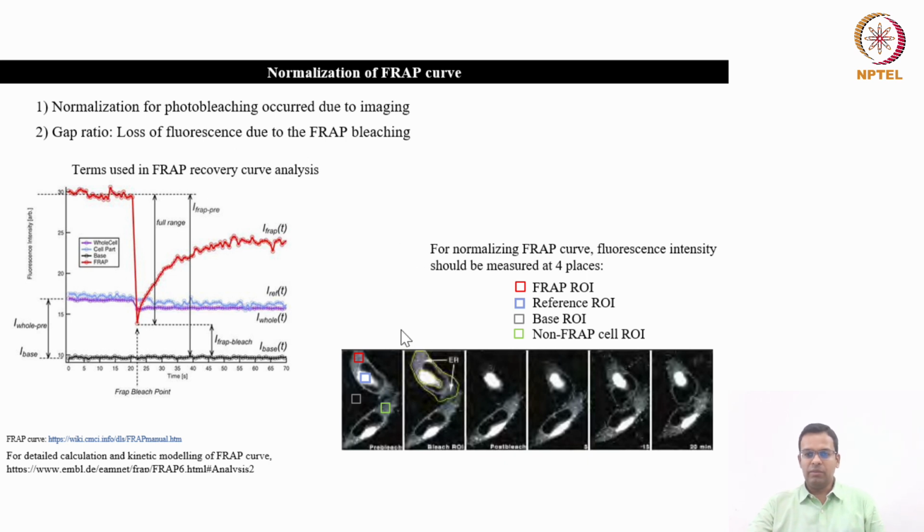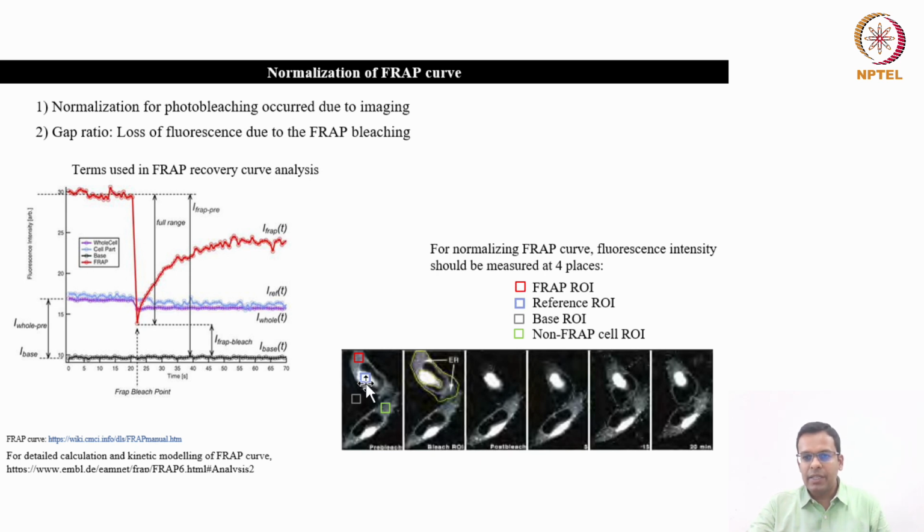Because you are using 100% laser power and intentionally bleaching a small fraction of molecules, that will reduce the overall brightness of your sample. Here I have shown one typical FRAP curve and the other regions of interest that are used for the normalization. For any FRAP experiment, you should measure and quantify the fluorescence intensity of these four regions. The first one is known as the FRAP ROI.